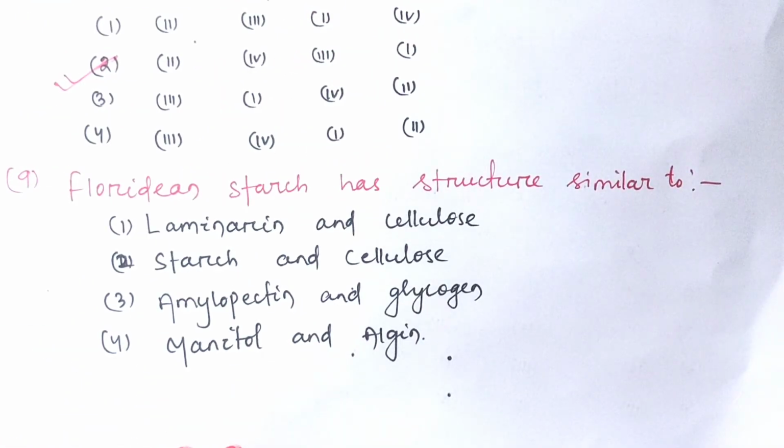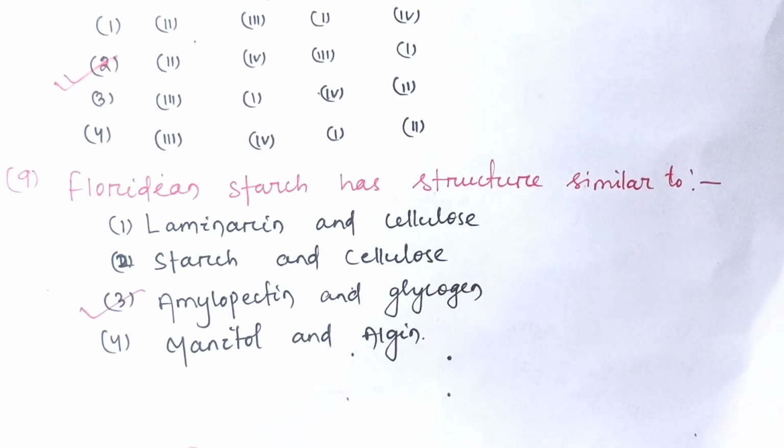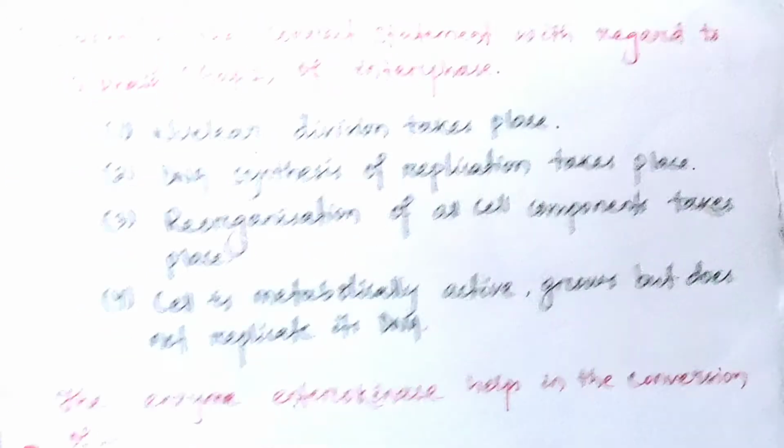Then question number 9. Floridean starch has structure similar to option 1 laminarin and cellulose, option 2 starch and cellulose, option 3 amylopectin and glycogen, and option 4 mannitol and algin. Here option 3 is the correct answer, that is Floridean starch has structure similar to amylopectin and glycogen.